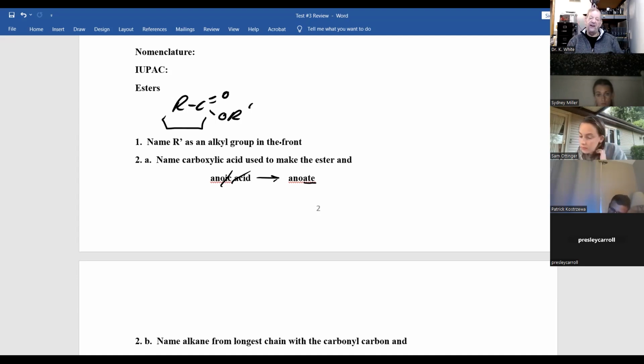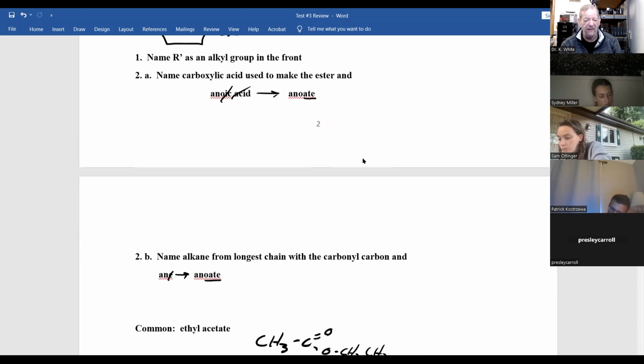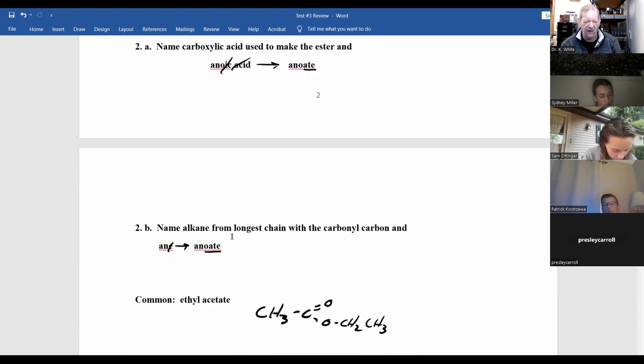Now, many years ago, I had a really sharp student. I haven't seen him in a long time. And he came up to me and said, Dr. White, can't we just name the alkane as the longest chain and then add OATE? And I said, except for when R is a benzene ring, you can. So that's why I have 2A and 2B. And if you watch the video, I say, to be or not to be, that's the question. Sorry, I did it again.